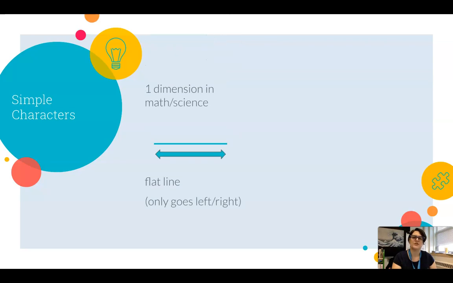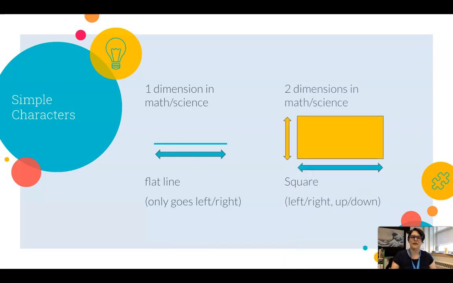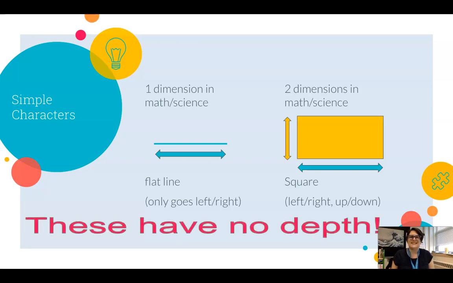So simple characters are kind of like this flat line, only goes one way. This is one dimension in math and science. There's very little we know. Two dimensions, we see a little more, but it's still a flat surface. There's nothing behind it. It's a square. The idea is that these characters, these geometric shapes, have no depth to them. There's nothing behind these characters. That's why we call them simple, one-dimensional, two-dimensional, or flat.